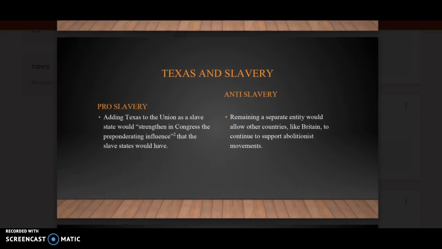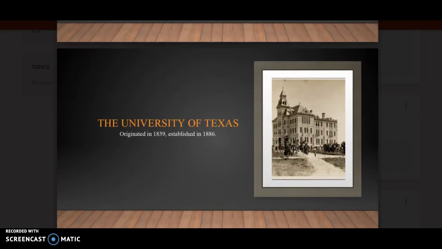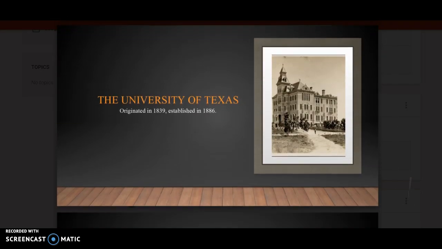And then a really quick overview of what Texas meant going into the Union as either a slave state or an anti-slave state, a free state, and how other countries like Britain were involved with the abolitionist movement and really wanted to keep Texas as more of a republic, a free country, instead of a slave state in the Union. Another picture, University of Texas.